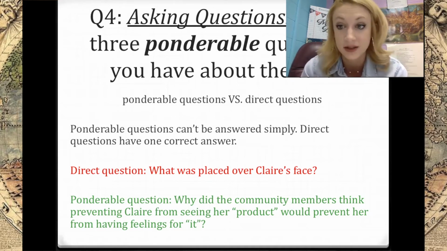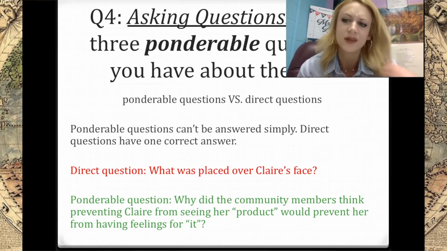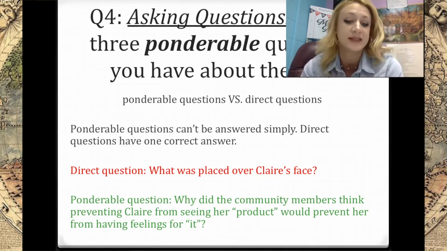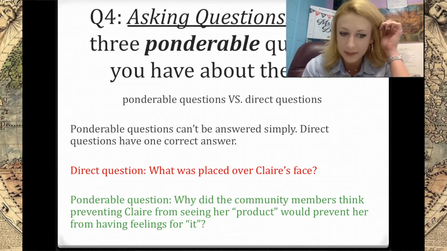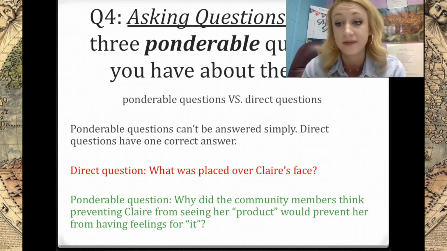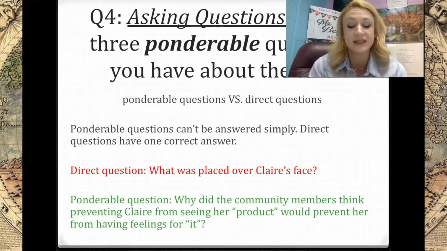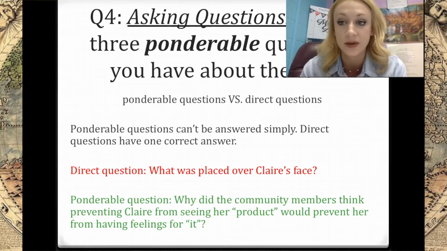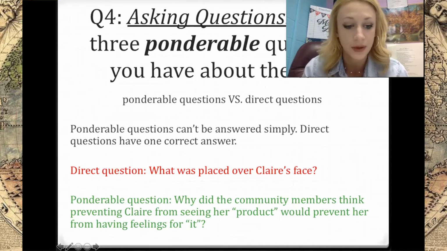It's not going to get us into really deep understanding of what's going on by discussing it. We want to avoid that. Here's an example of a ponderable question, what we do want to see. Why did the community members think preventing Claire from seeing her product would prevent her from having feelings for it? So this is something that we can really have multiple answers to. We can discuss it over a long period of time. And that's what we're looking for with the Q4 box in the MIT. Ponderable questions.